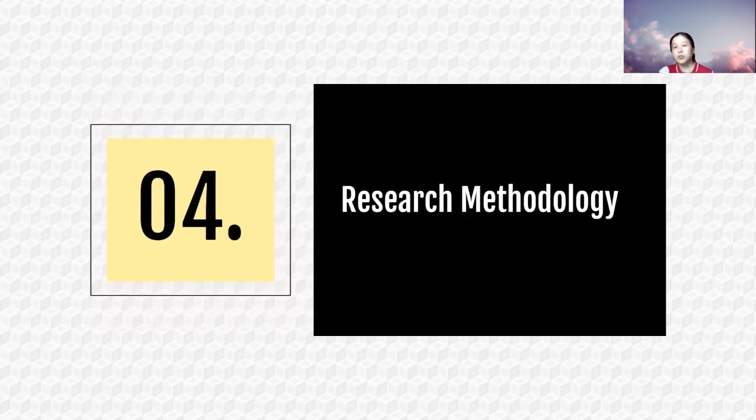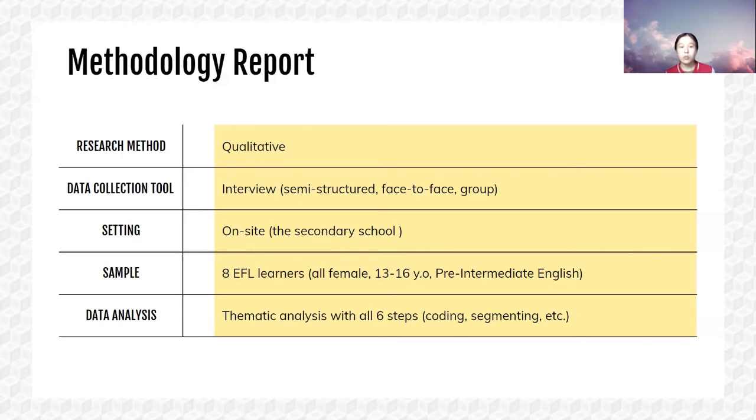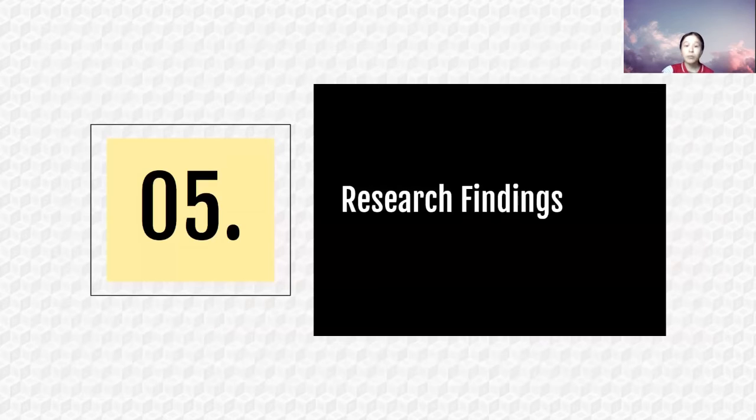Okay, now let's talk about research methodology. For the research method, I used the qualitative type, as I was planning to conduct a semi-structured interview, that's a combination of both questions prepared in advance and free-flowing conversation with the interviewees. And it was a face-to-face group interview. It took place on site in the secondary school. The sample was 8 EFL learners, all female, aged between 13 and 16, having a pre-intermediate English level. And for data analysis, I used thematic analysis, having all 6 steps, starting from coding and segmenting, dividing into themes, naming them, etc.